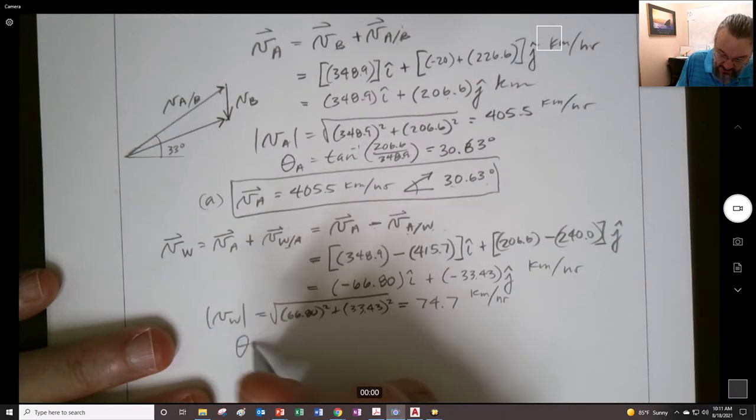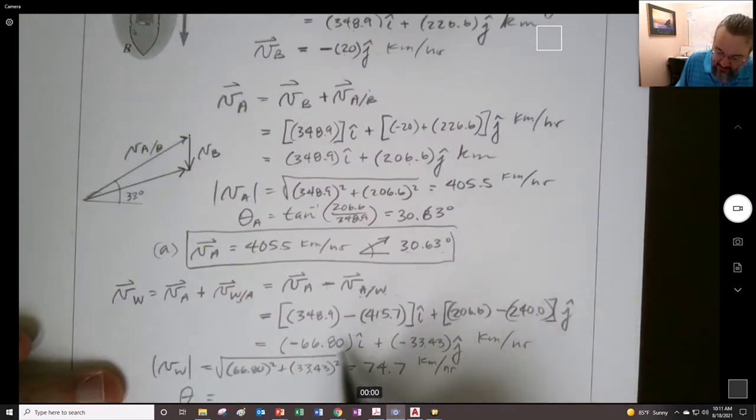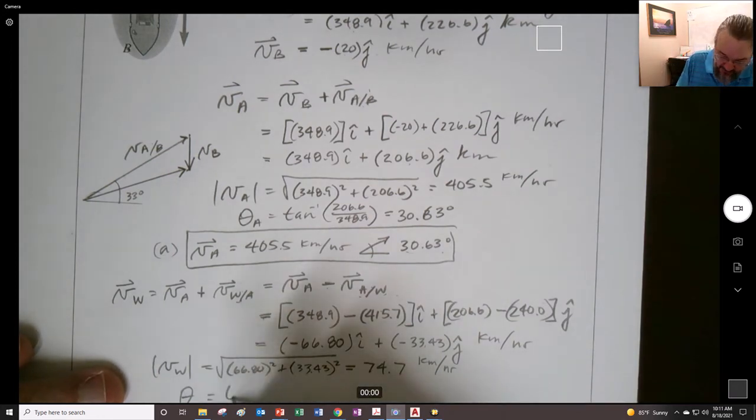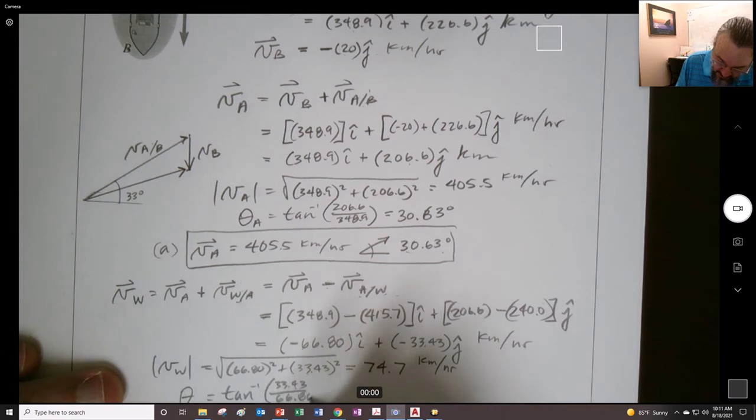And the direction there. And these are both negative and negative, so this is the lower left-hand quadrant. So I won't bother with any negative signs in here. And so that just goes 33.43 divided by 66.80. And that ends up being 26.6 degrees.